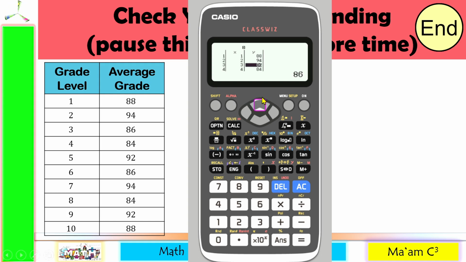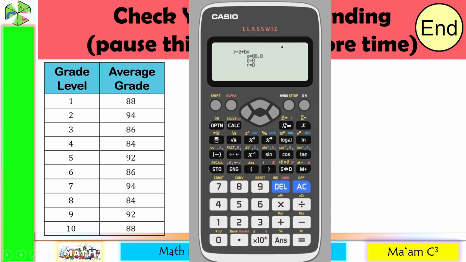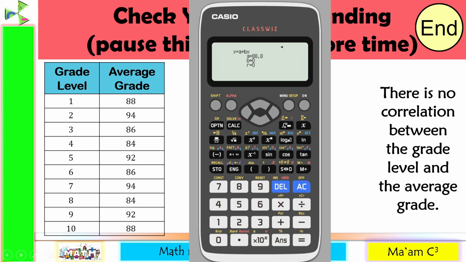If we are sure of our data, then let us press Option. Choose number 4 for regression calc. There we have it. Our R is equal to 0. So it means there is no correlation between the grade level and the average grade.